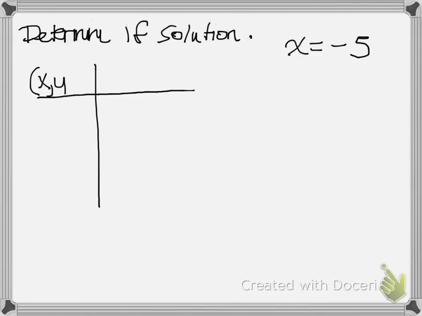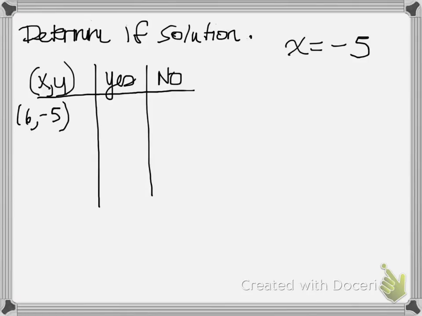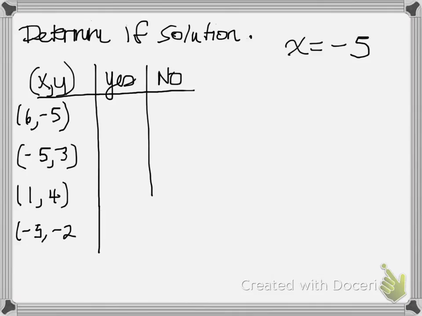So right here, you've got your ordered pairs, and then right here, you have your yes, no buttons. And these are the ordered pairs that are given to me for this equation. There's my first one, 6, negative 5. Here's my second one, negative 5, 3. Here's my third one, 1, 4. And here's my last one, negative 5, negative 2.